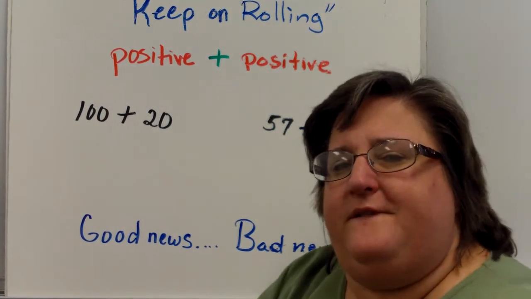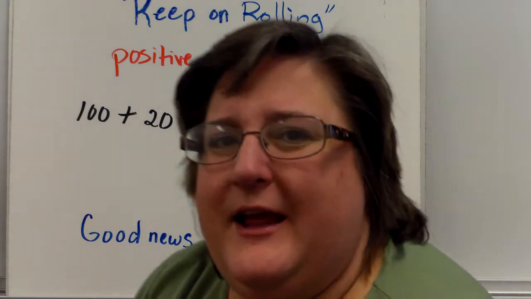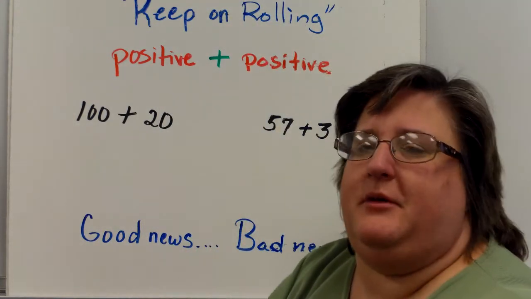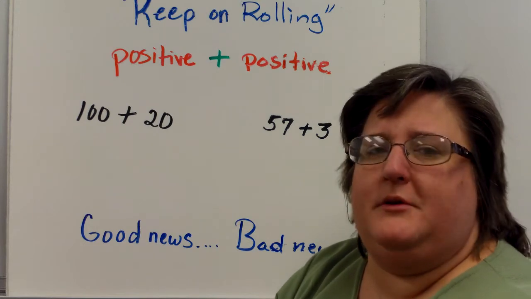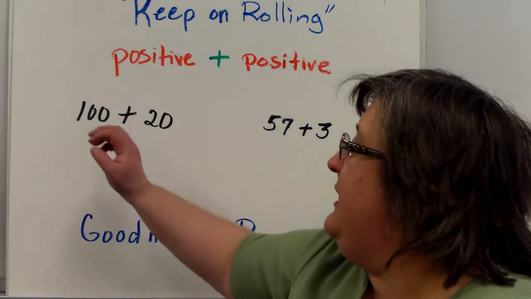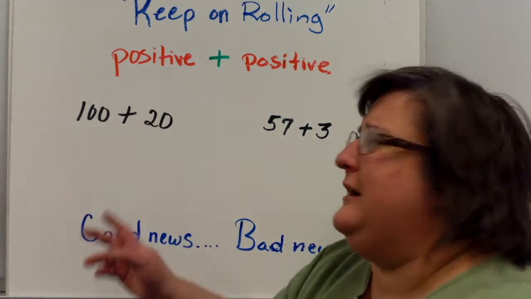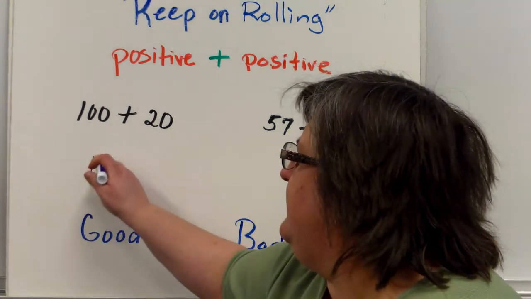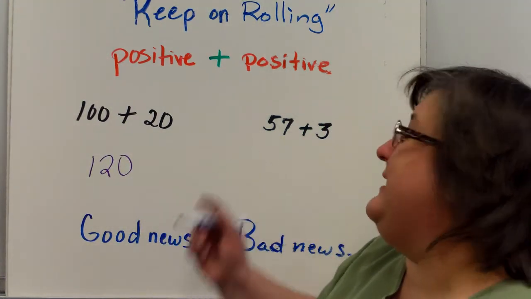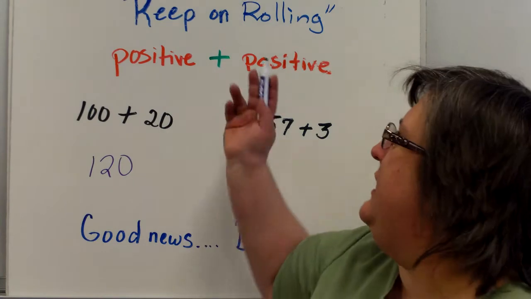So, first thing that can happen, this is the nicest thing that can happen, is we have a positive plus a positive. You've been doing that probably almost your whole life. The fact that you just sort of keep on rolling, it's just an extension of counting. 100 plus 20 is 120. 57 plus 3, again, you keep on rolling.